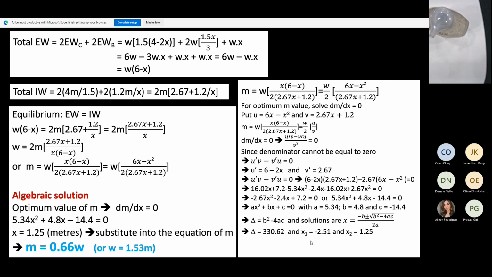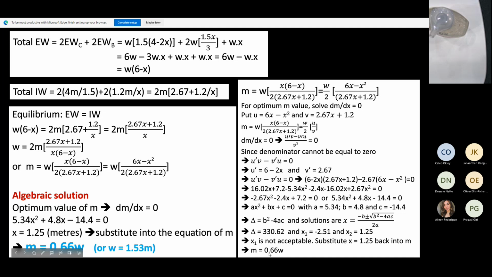Obviously, this solution is rejected. We can't have a distance which is negative for the slab. The only acceptable solution is 1.25 meters. So the optimum value for x is 1.25, okay? And if you substitute this value back into the equation of m here, you get this solution.